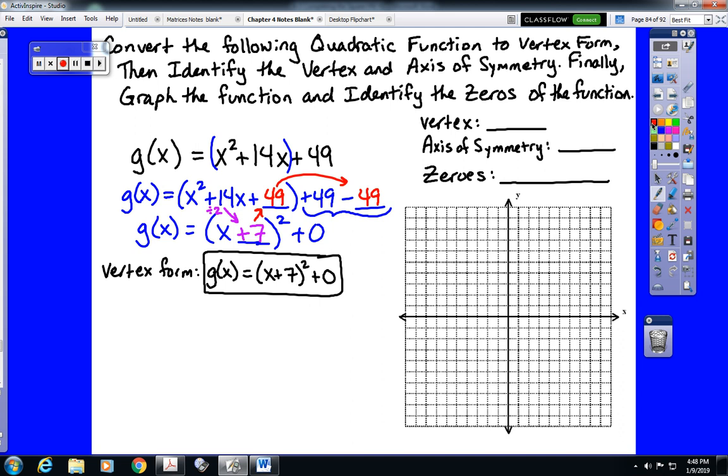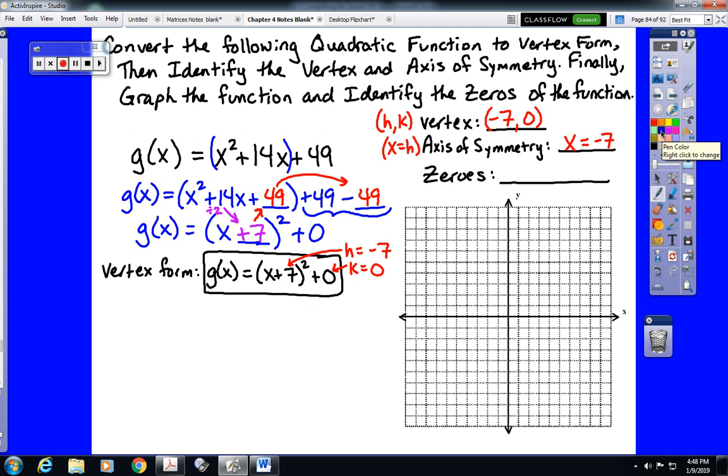From that, we need to identify our h value and our k value. So once again, the h comes from the number inside the parentheses. It is always the opposite of what is written there. It says plus 7, so h is negative 7. K is always the number after the parentheses. That is 0. So our vertex, which is located at (h, k), would be (negative 7, 0). Our axis of symmetry, which is the line x equals h, would be x equals negative 7.